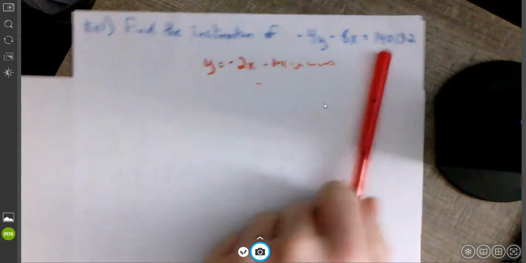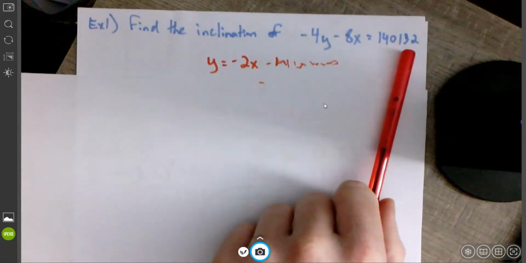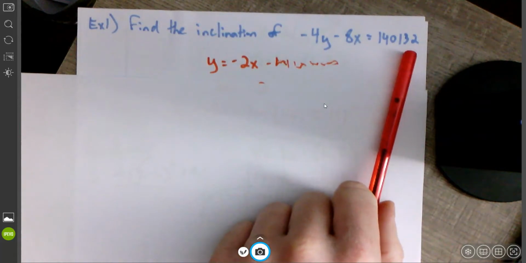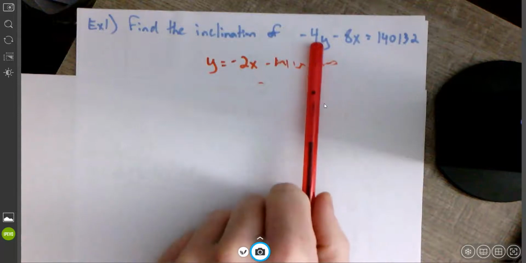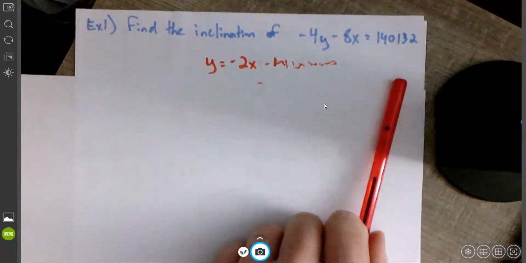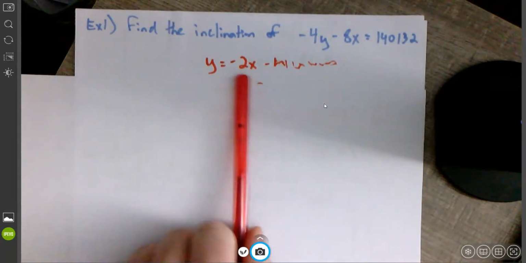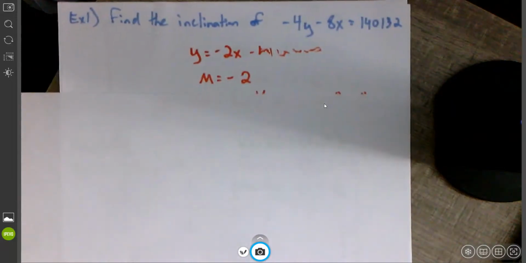We actually don't need this big number. This big number is going to help us find the y-intercept, b, but we don't need that. We just need the slope. So I'm trying to solve this thing for y. I'll add 8x. I'll divide by negative 4. There's my negative 2x, and that's my slope. Bam, m is negative 2.